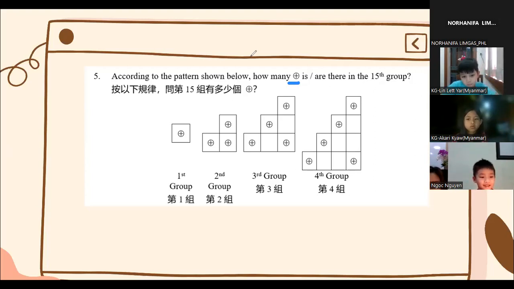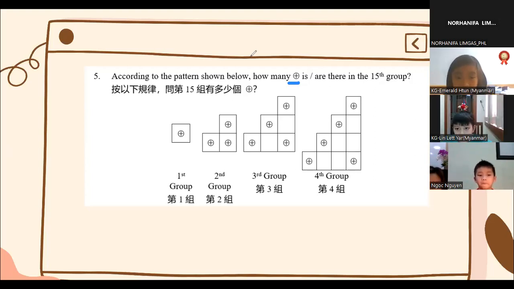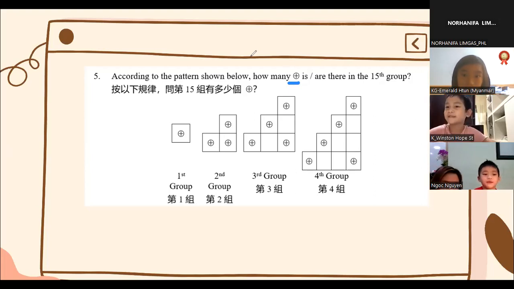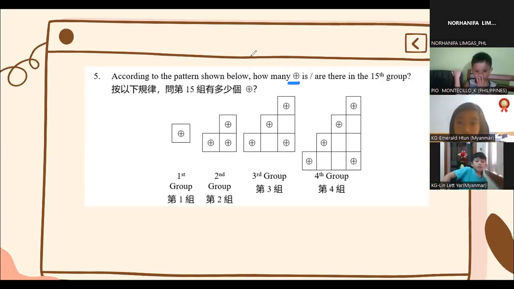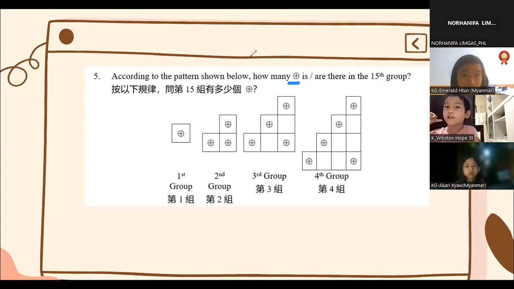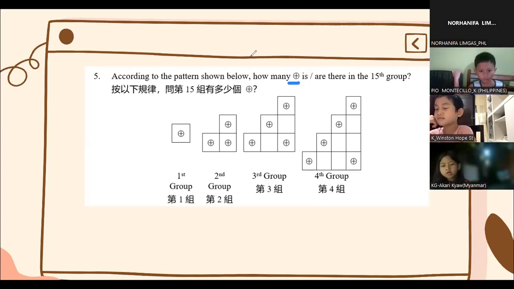The first thing that you have to look for is actually the pattern. 15 plus 1 is 16. 1 plus 15 equals 16. How did we get that? Why did you use 15 plus 1? It's because, very good, that is correct. Yes. There was one at the corner. Or simply the pattern is you have to add plus 1 for the number of the group.